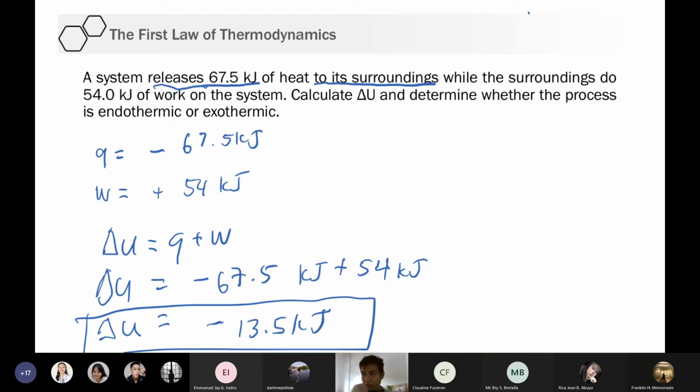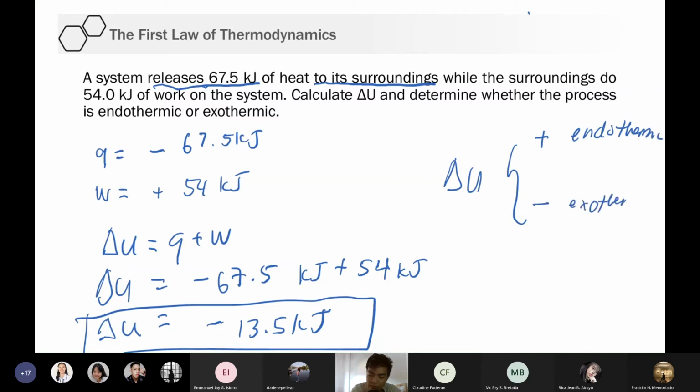Next is determine whether that's endothermic or exothermic. Ganito. If your internal energy change is positive, that's endothermic. If that is negative, that is exothermic. Now, when we say endo, ibig sabihin, you are supplying energy. And when you are supplying energy, what's the sign? Positive. Pag nagdadagdag ka ng energy sa system, positive yun dapat. Pag endothermic, positive. Pag exo, negative.